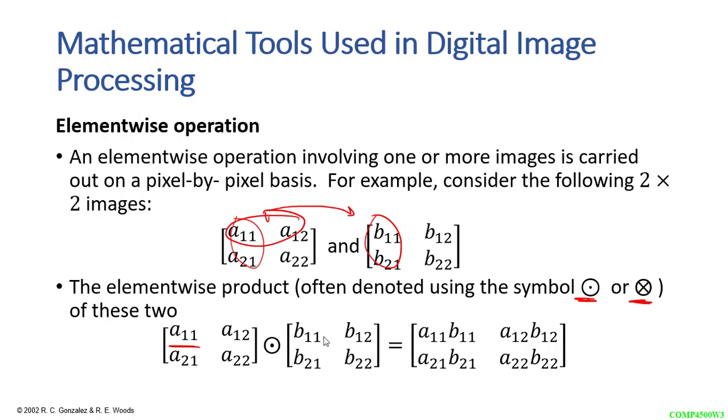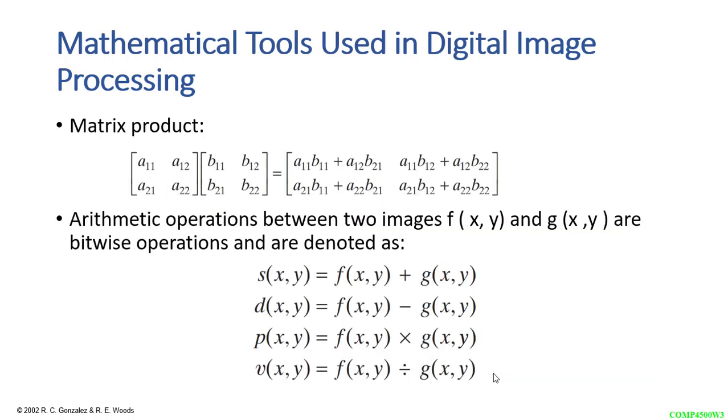So A1,1 with B1,1 here, A1,2 with B1,2 here, A2,1 with B2,1, and A2,2 with B2,2 over here. If it was normal mathematical multiplication, we would multiply the first row by the first column plus the first row by the second column goes over here. Then the second row multiplied by the first column goes over here, plus the second row multiplied by the second column. Then we go column by row and so on. But in image processing, we use element-wise operations, so this makes things easier for us.